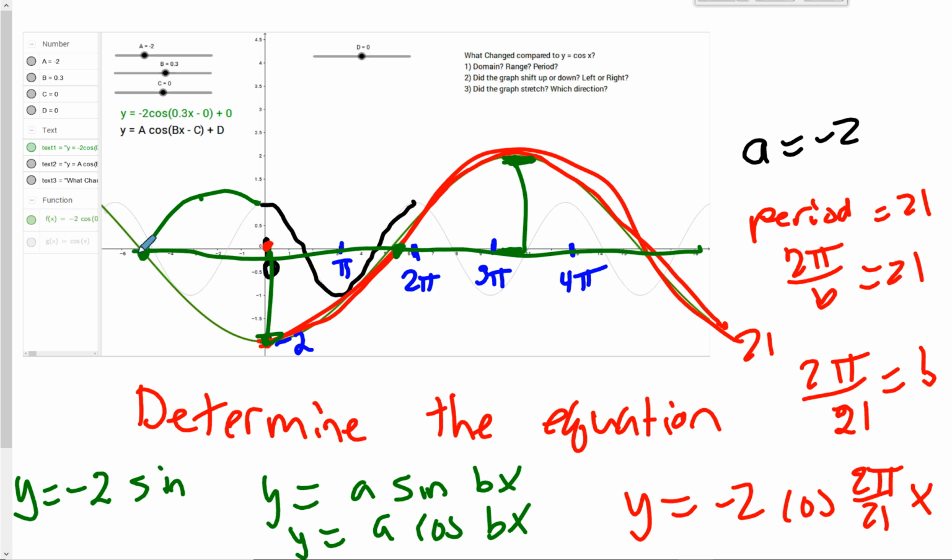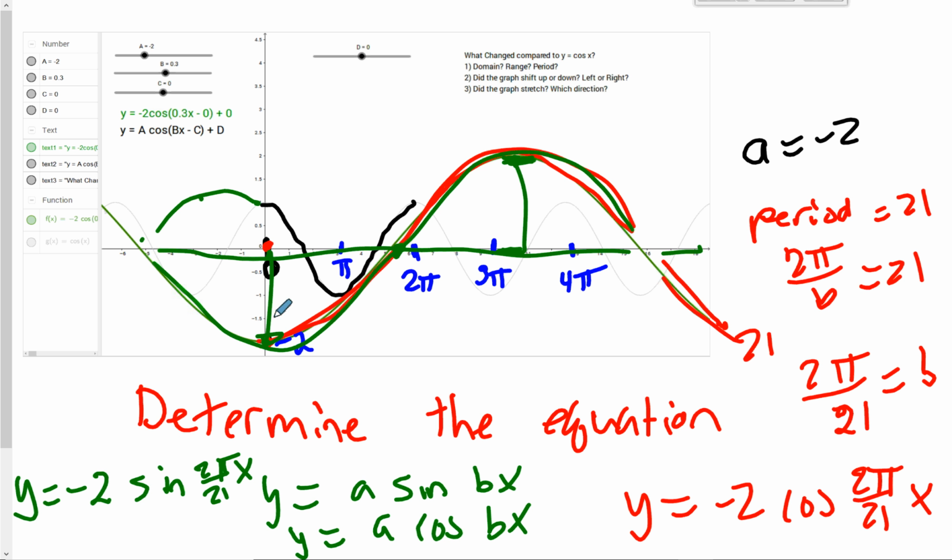My b is still going to be the same, because it still takes a total of, it doesn't repeat itself until right here. If I erase these numbers, so almost 16 and -5, I can see that the distance between -5 and 16 is 21. So that's where I get the 21. So it's still going to be 2 pi over 21 times x. My b is still the same.